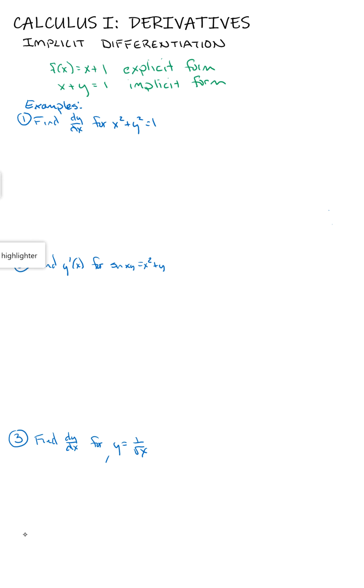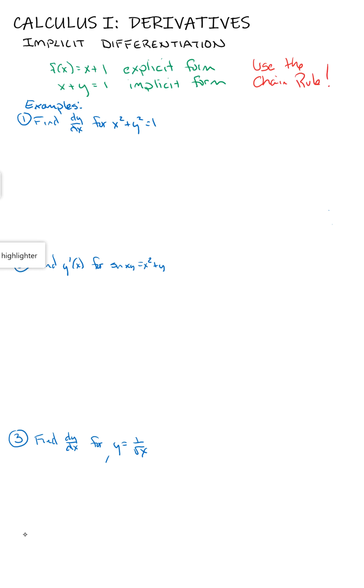As you can see here in the first example, we want to find dy dx for x squared plus y squared equal to 1. If we were to try to isolate the y here, we would run into problems because we would have to take the square root of both sides of the equation, and there can be some issues with that. So implicit differentiation is kind of the way to go here. Now, one thing you always have to remember, whenever you have your x's and y's all jumbled up, you will need to always remember to use the chain rule. Very, very important.